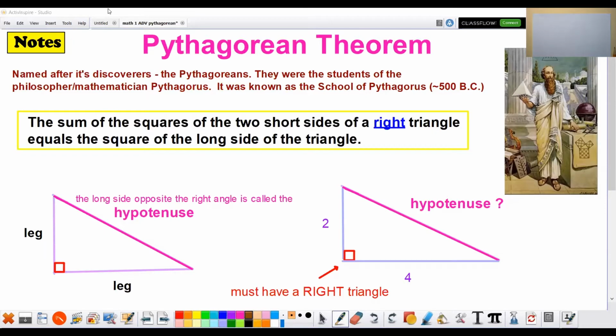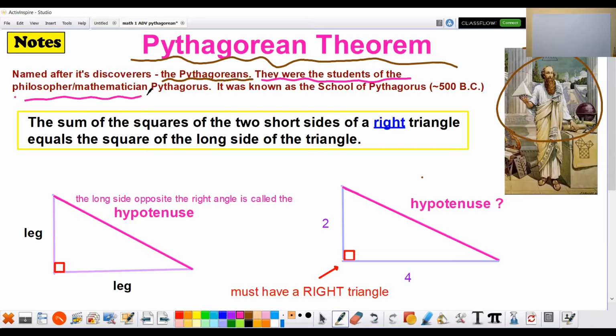Okay, so here's the Pythagorean theorem. So named after its discoverers, the Pythagoreans. This is supposed to be Pythagoras over here. He was a teacher and he had his students. So they were the students of a philosopher and mathematician, Pythagoras. It was known as the School of Pythagoras, like around 500 BC. There's a whole interesting story about him and the secret society and how everybody wanted their knowledge. And so his students actually came up with this rule, but he got credit because he was the teacher.